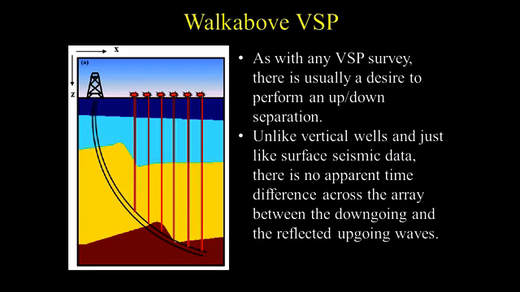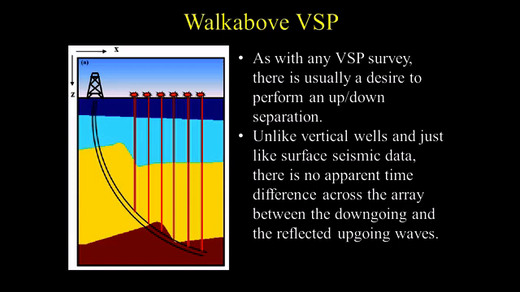As with any VSP survey, there is usually a desire to perform an up-down separation. Unlike vertical wells, and just like surface seismic data, there is no apparent time difference across the array between the downgoing and the reflected upgoing waves. In this case, the strategy for dual field recording using hydrophones and geophones is essential for up-down separation.